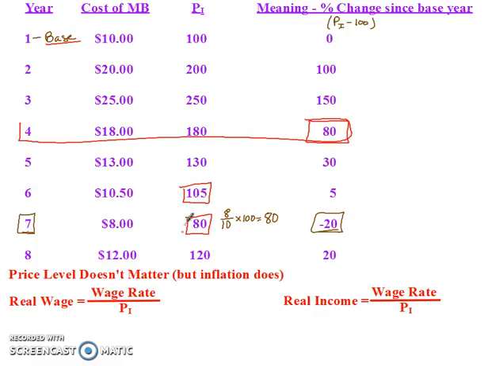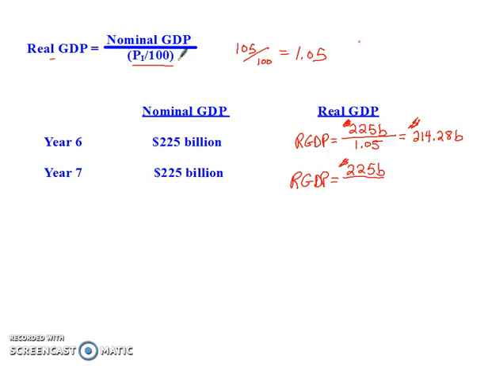So prices were lower that year. So we're going to take that price index of 80. And then remember, we're going to do the same thing, price index divided by 100. So that's 80 divided by 100 equals 0.80. So I'm going to do 225 billion divided by the price index over 100, which is 0.8. And that's going to give me a real gross domestic product of $281.25 billion. Now we can say what year did we have the higher real gross domestic product, and that would be year 7.